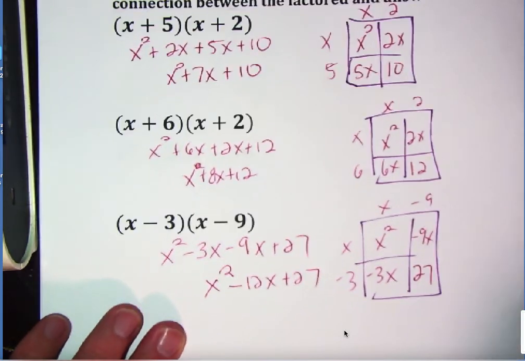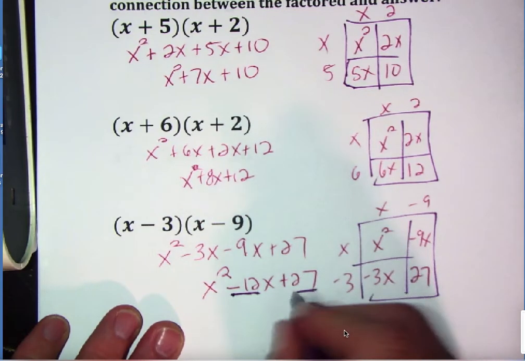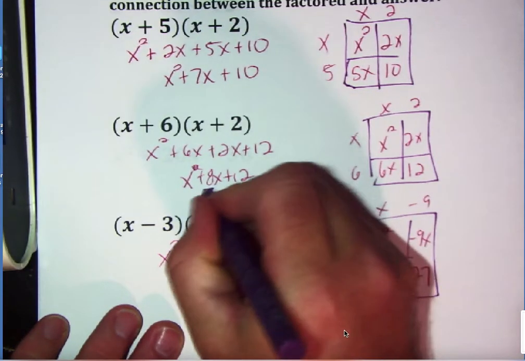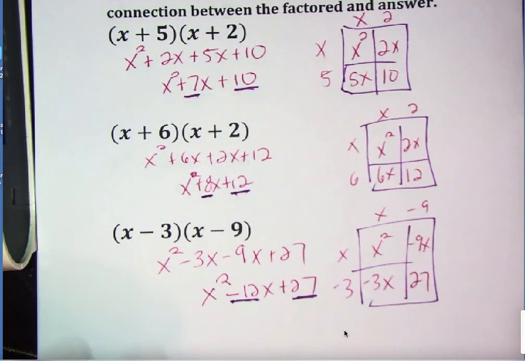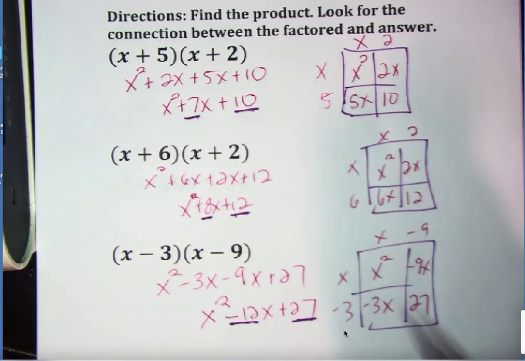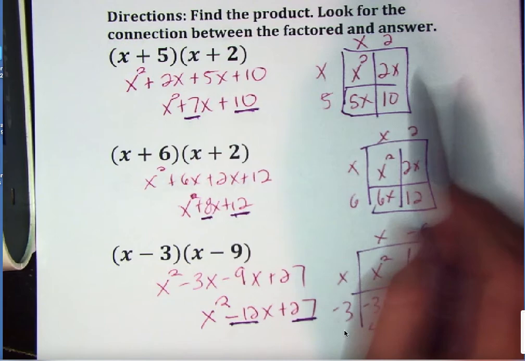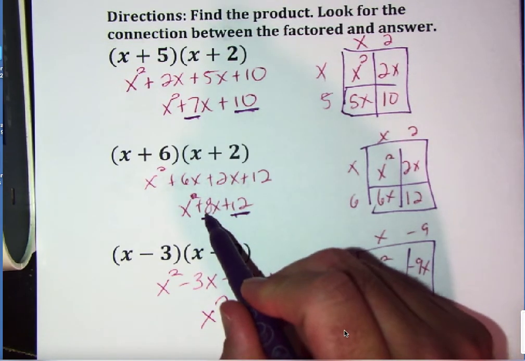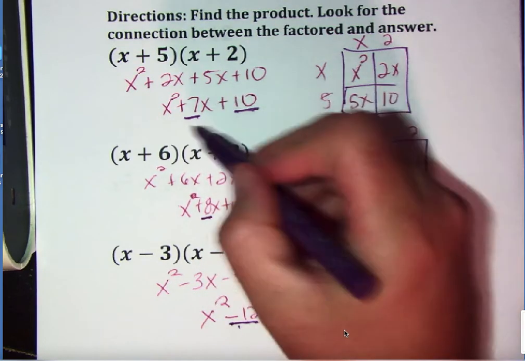Okay, so you've gone through it, and again, I wanted you to think about the connection between this number and this number, this number and this number, this number and this number, right? And I'll help you a little bit. How is the 7 made? How is the 10 made? How is this 8 made? How is the 12 made? How about the negative 12? How about the 27? Right? Well, again, tell me how the 7 was made.